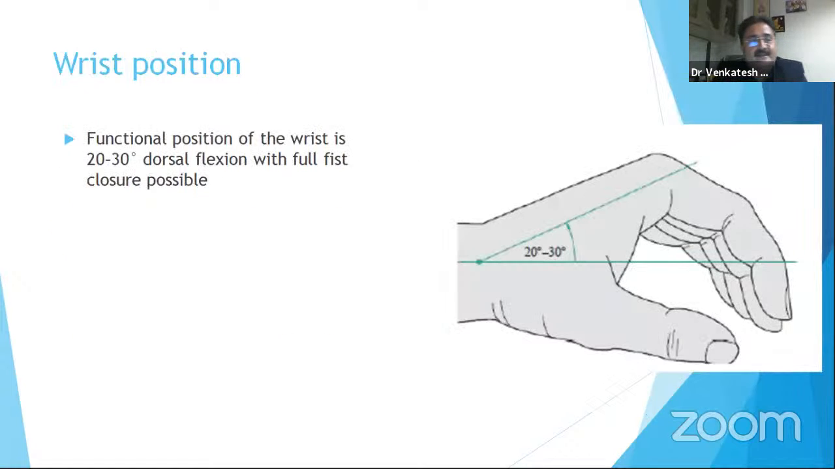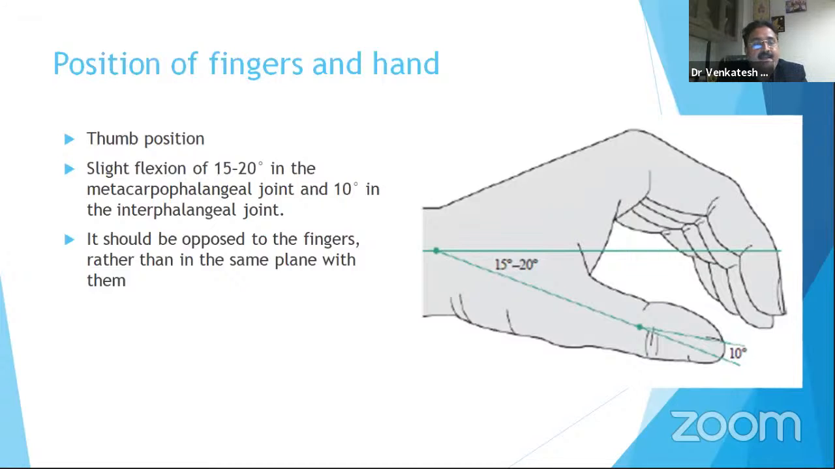Coming to wrist position, the wrist is usually in 20 to 30 degrees of dorsiflexion with full fist when full fist closure is possible. That is, dorsiflexion of 20 to 30 degrees at the wrist. Coming to position of the fingers and hand, for thumb position, slight flexion of 15 to 20 degrees in the metacarpophalangeal joint and 10 degrees in the interphalangeal joint. It should be opposed to the fingers rather than in the same plane as the other fingers. So the thumb should oppose all other 4 fingers of the hand.